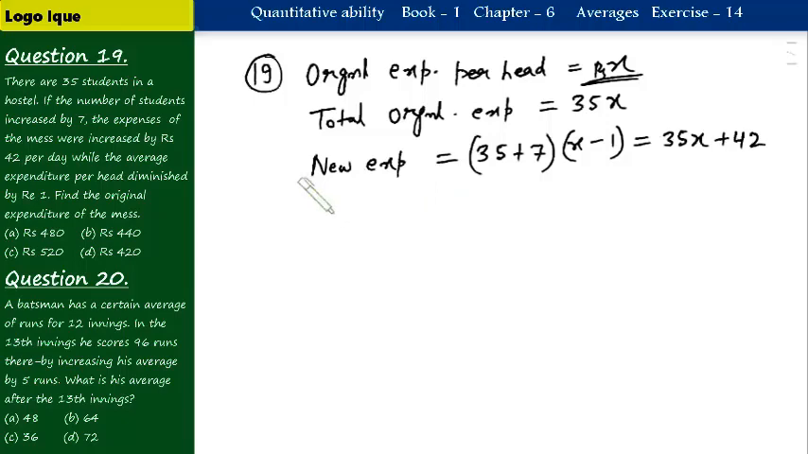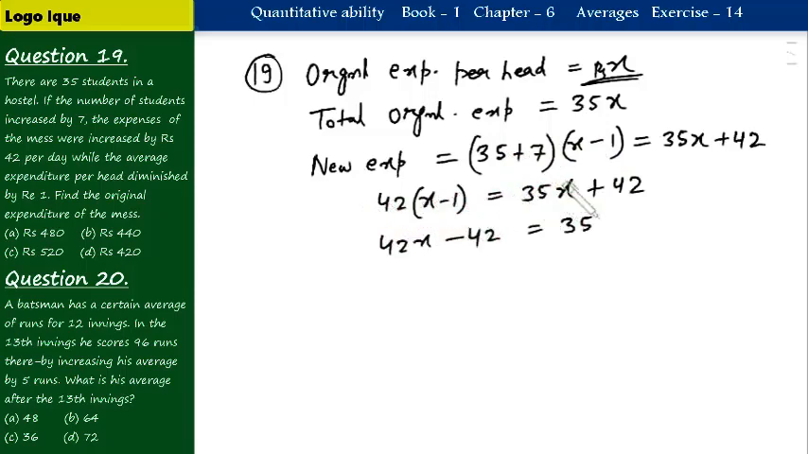Let's see. 35 plus 7 is 42, into x minus 1, equal to 35x plus 42. Open this, you get 42x minus 42 equal to 35x plus 42. Bring 35x to the left hand side, so it becomes 42x minus 35x, so 7x equal to 42 goes to the other side and gets added, so it becomes 84. So we have x equal to 12 rupees.